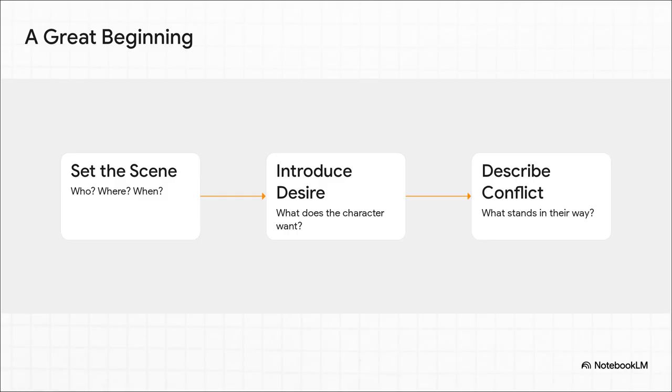First, you set the scene. Who is our story about? Where are they? And when is this all happening? Next, you introduce desire. What does your character want more than anything in the world? And finally, you describe the conflict. What is the big, tough obstacle standing in their way? If you can answer those 3 things, you have built a fantastic foundation for your entire story.